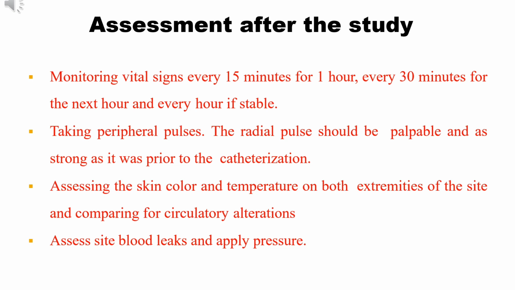After the study, some assessments are to be taken. We'll see them one by one. The first one is monitoring the vital signs every 15 minutes for 1 hour, every 30 minutes for the next hours, and every hour if stable. Then, taking the peripheral pulses: the radial pulse should be palpable and as strong as it was prior to the catheterization. The third assessment is the skin color and temperature on both extremities, comparing for circulatory alterations. And the final one is to assess the site for blood leakage, and if there is any, apply pressure.